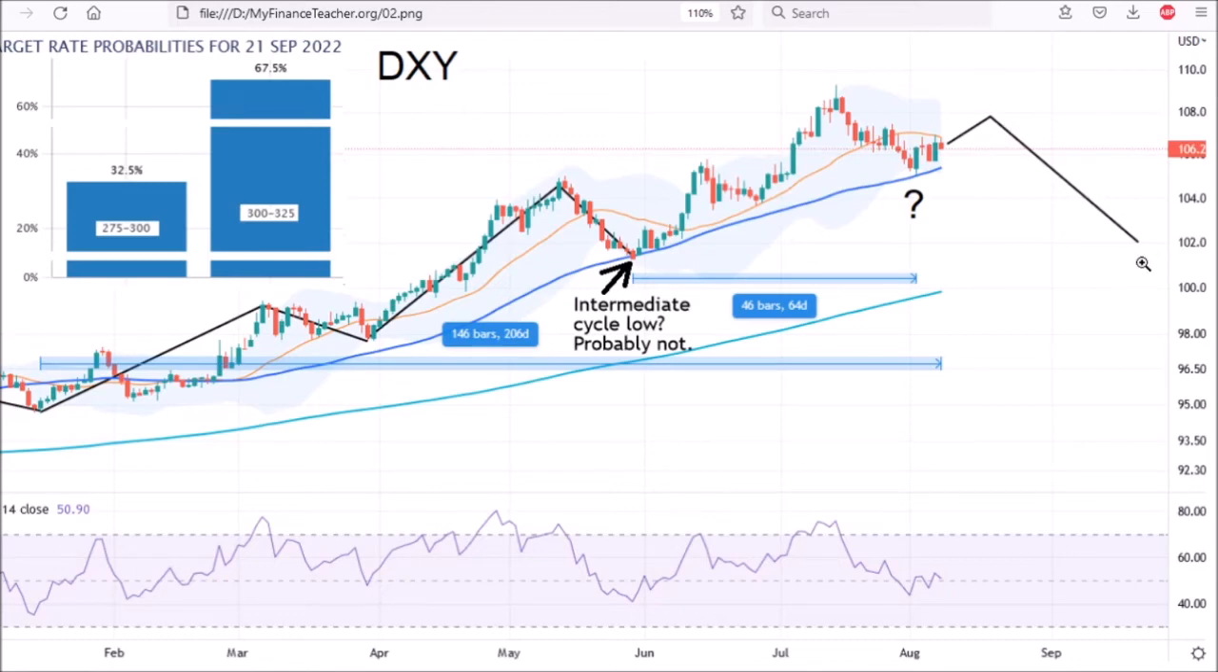Especially if the expectations of a 50 basis point rate hike rather than the 75 basis point increase go from the current 32.5% into a higher number above 40% chance. If by the end of September we see some more weakness in the economy, again, these expectations of a lower rate hike might increase, bringing the US dollar a little bit down.